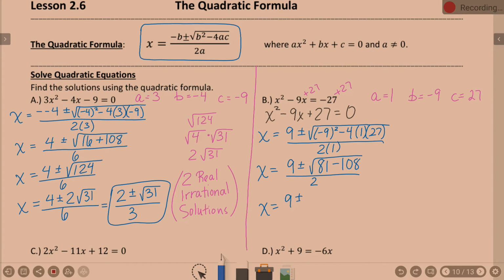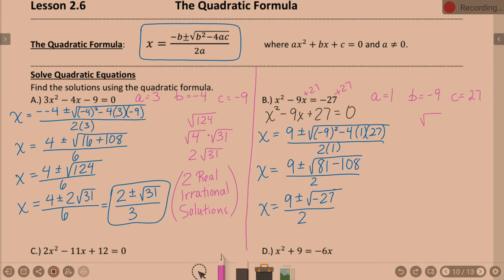9 plus or minus. What do you know about 81 minus 108? It's a negative. Negative what? 27. All over 2. So I have 9 plus or minus the square root of negative 27 all over 2. 9 plus or minus the square root of 27i. Partially. That's half of it. So she says it's going to be the square root of 27 times an i. I agree, but I need more.